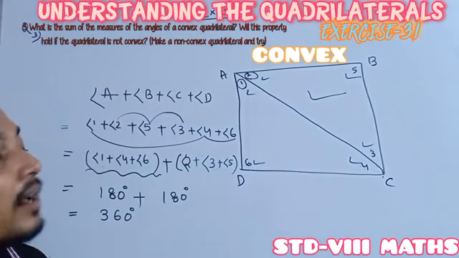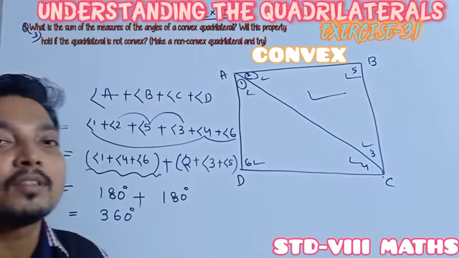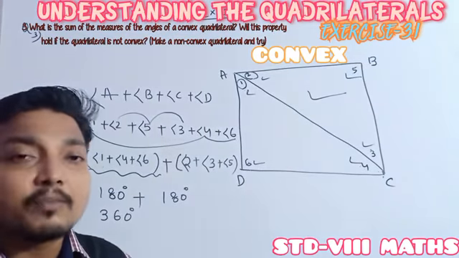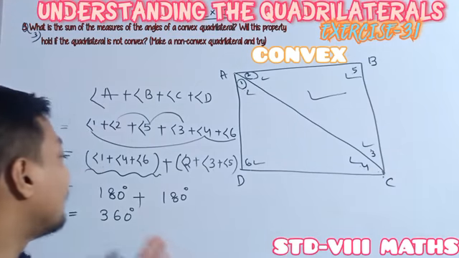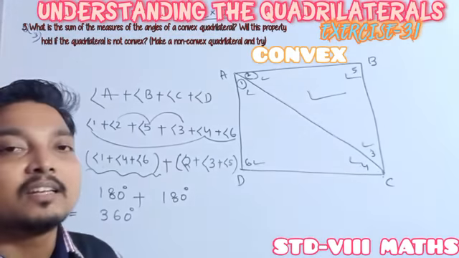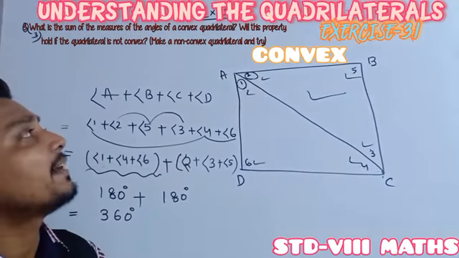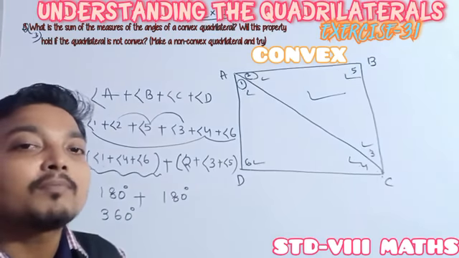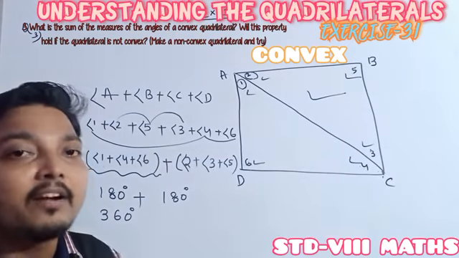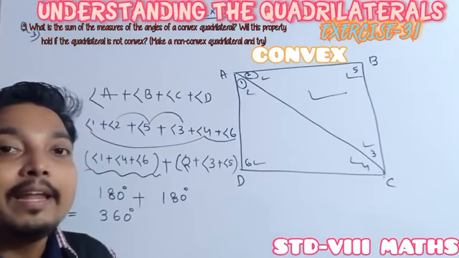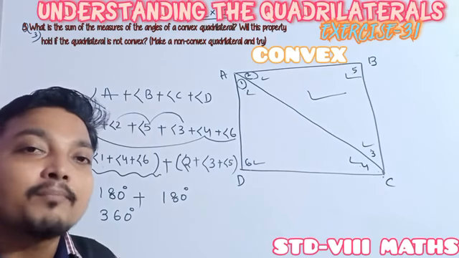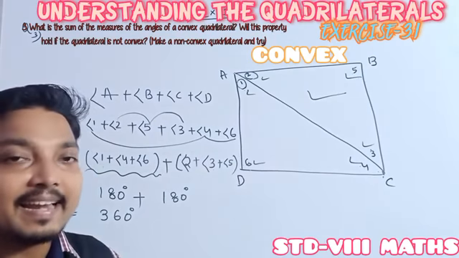So here we got the sum of the measure of the angles. Angles means interior angles of a convex quadrilateral. It is 360 degrees. Thereafter in the second step it is asked: in the convex quadrilateral the sum of the angle measures is equal to 360 degrees. Will it remain the same for the non-convex quadrilateral?